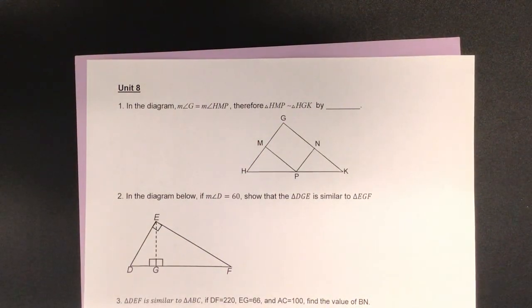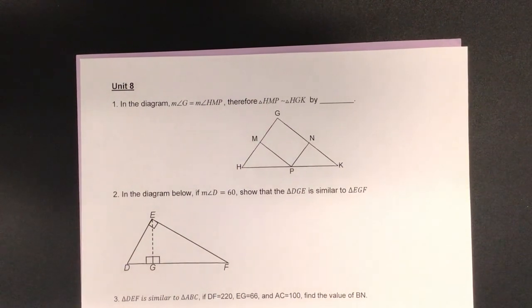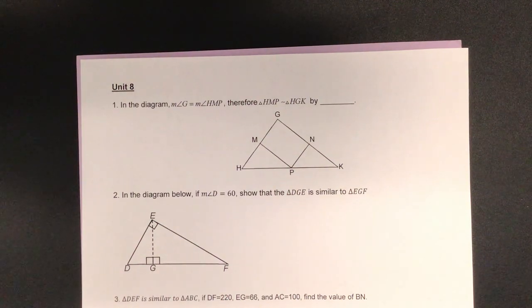All right, Lincoln, go ahead and read number 1. In the diagram, the measure of angle G equals the measure of angle HMP. Therefore, triangle HMP is similar to triangle HGK by blank.